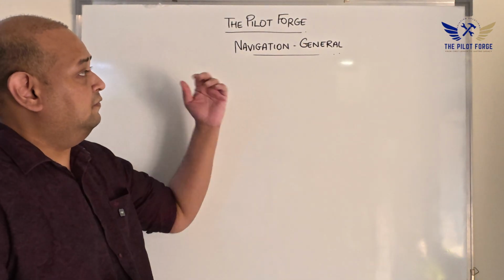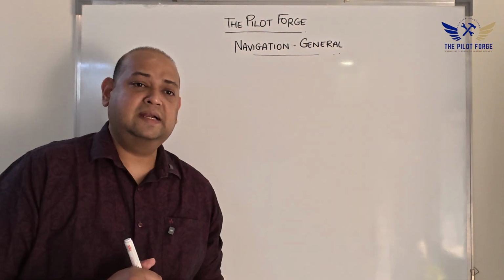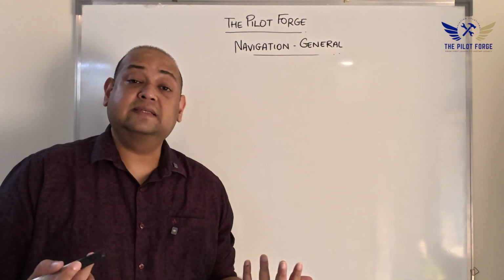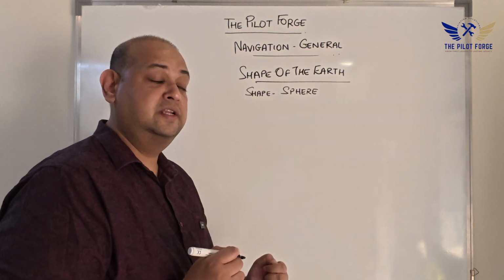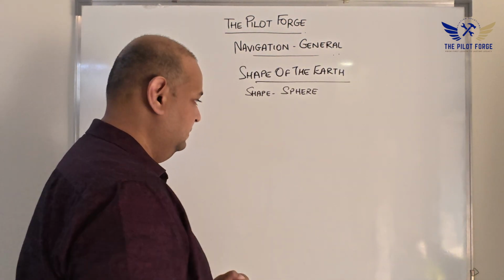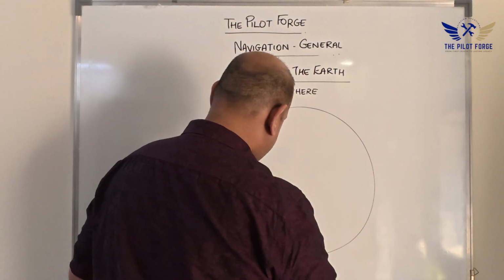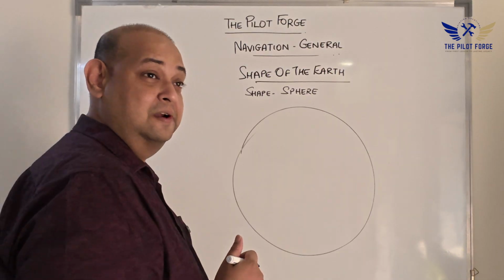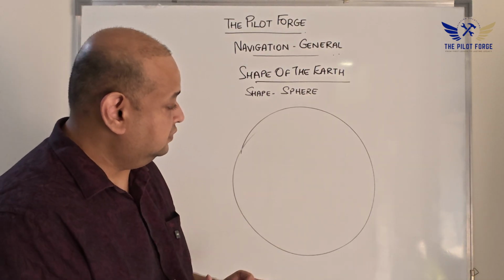Now, before we begin navigation, we need to understand a little bit about the planet we live on. Alright? The Earth we live on is a sphere. Now, this is the representation of a sphere on a flat piece of paper. In my case, it's the board. In your case, it would be a paper. Alright. Now you can see that it looks spherical, right?